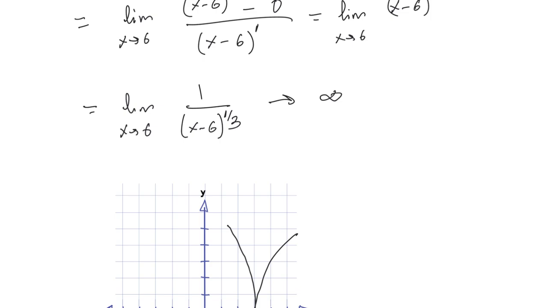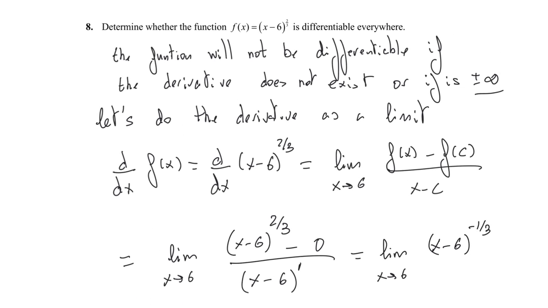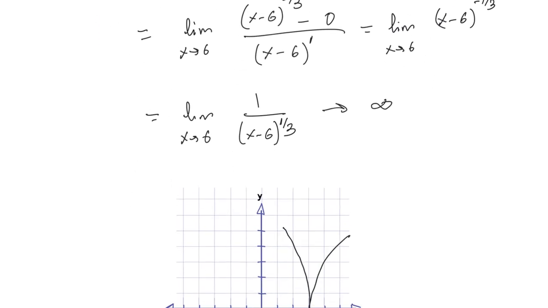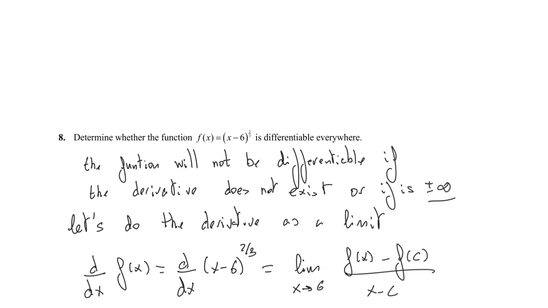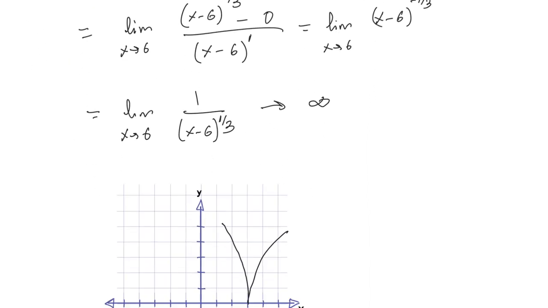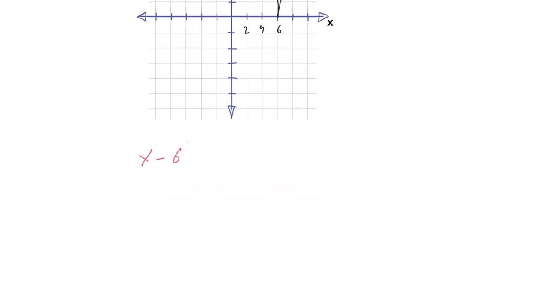Okay, let's go to the next problem. The next problem says, determine whether the function (x minus 6) to the 2/3 is differentiable at any point. Well, I will do the derivative. We can do the derivative more easily. f of x equals (x minus 6) to the 2/3. What is f prime of x?